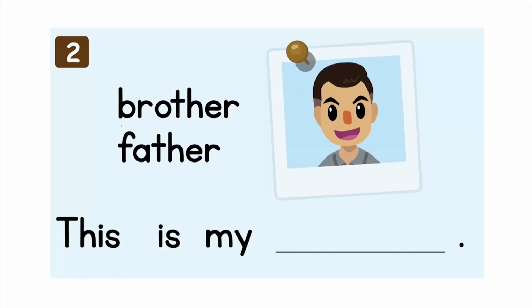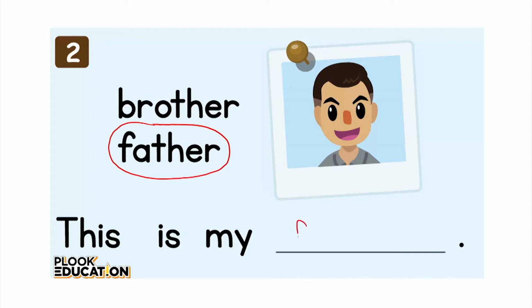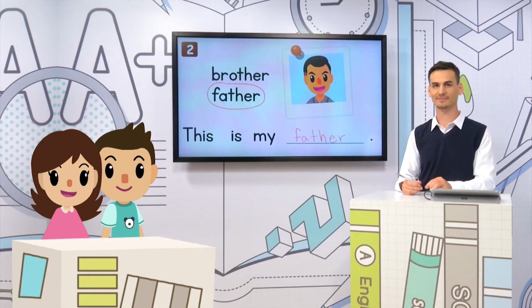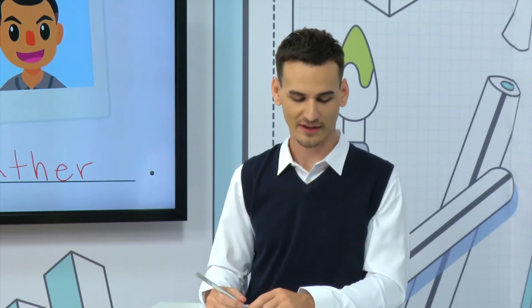Who is this? I'll give you your options. Is it brother or father? Father. That's right. This is my father. Father starts with a B or an F? F. Let's circle the word father. Perfect. Spell it with me. F-A-T-H-E-R. This is my father. Perfect.